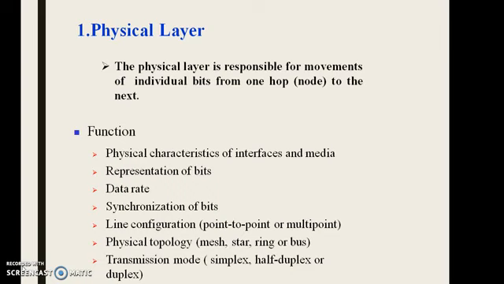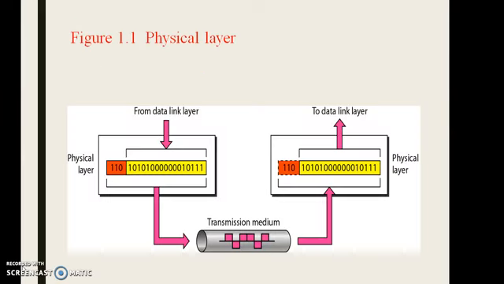Line configuration. The physical layer is concerned with the connection of devices to the medium. It may be a point-to-point or multipoint configuration. Physical topology. The physical layer defines how devices are connected to make a network, for example mesh, star, ring, bus or tree topologies. Mode of transmission. This layer defines the direction of transmission between two devices, for example simplex, half-duplex or full duplex.